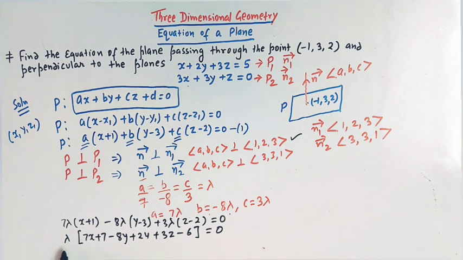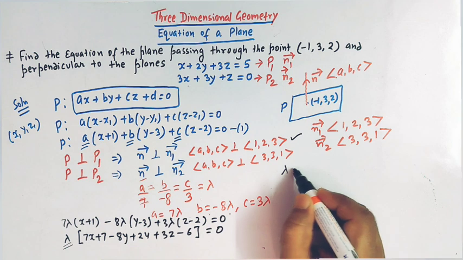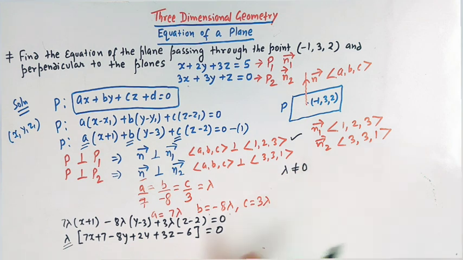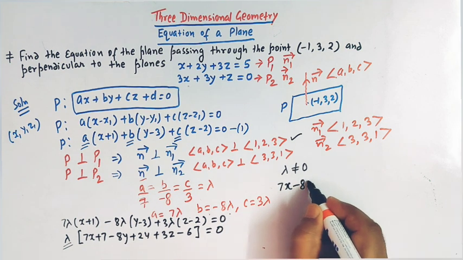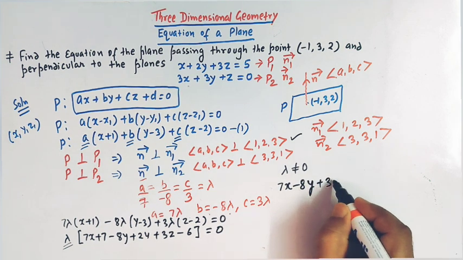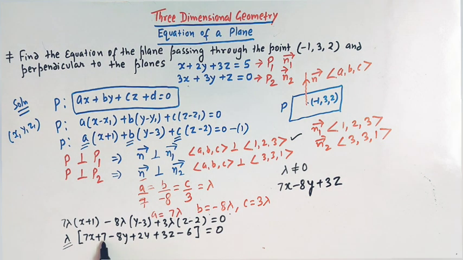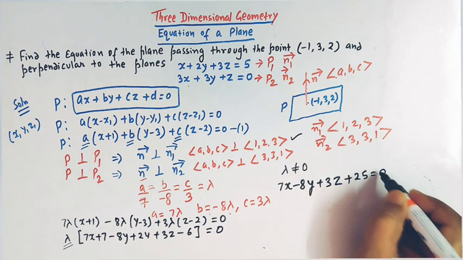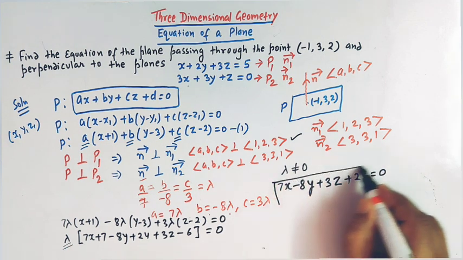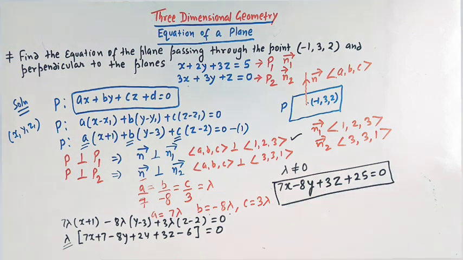Now, as we have already said that this factor lambda is a scalar and not equal to 0, right? So this factor must be equal to 0. So now we have 7x minus 8y plus 3z, and here 24 plus 7 is 31, 31 minus 6 is 25, right? Which is the same equation as we have derived earlier, right?